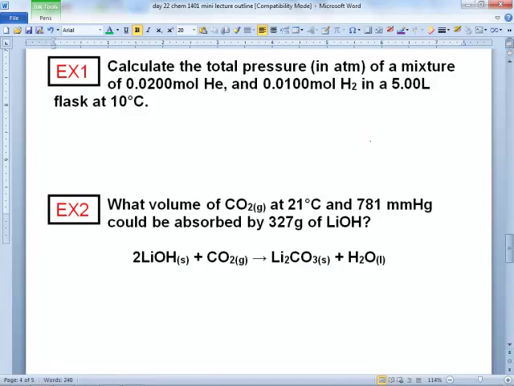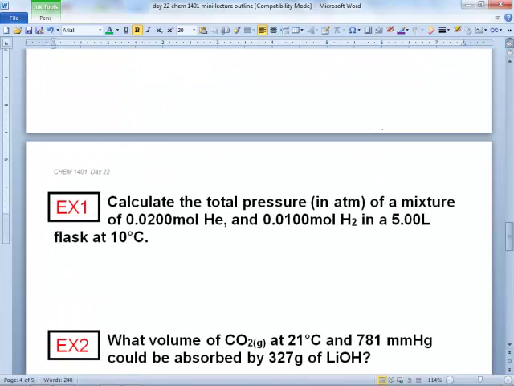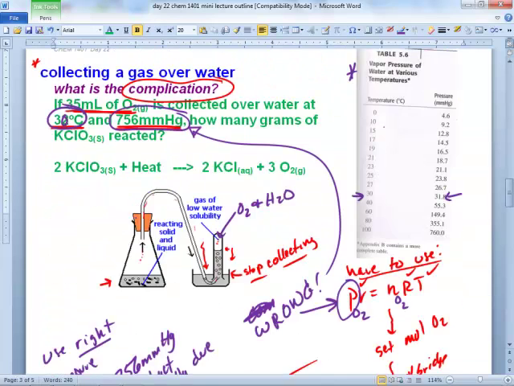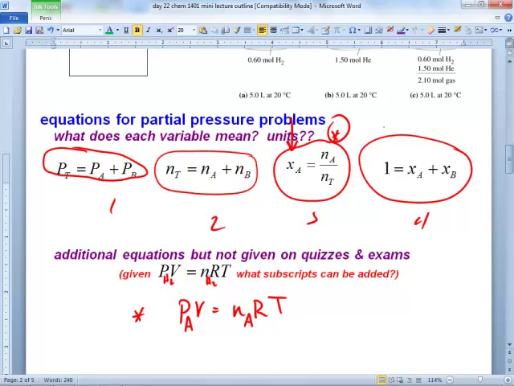Let's see if we can work out some of these. Lauren, we want to calculate the total pressure in atmospheres of a mixture of 0.02 moles of helium, 0.01 moles of hydrogen, in a 5-liter flask at 10 degrees Celsius. So out of all those equations we have to work with, here they are. What would you use?